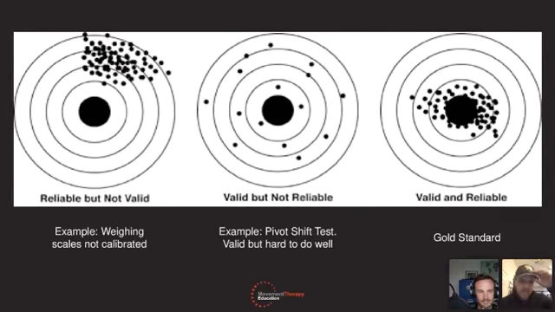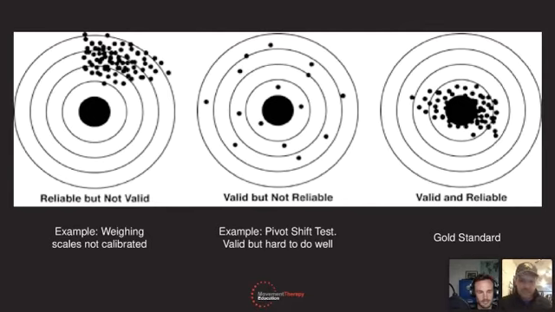You can have a test that's very reliable. I do a test and get a good result. Someone else does the same test, they get the same result, and it's very reliable, but it might not be very valid. An example of that is a set of weighing scales that are not calibrated. You will consistently get the same result when people step onto the scales, but because they've not been calibrated, the result is wrong. So the result is not valid. You can have good reliability but no validity. That doesn't make a very good test.